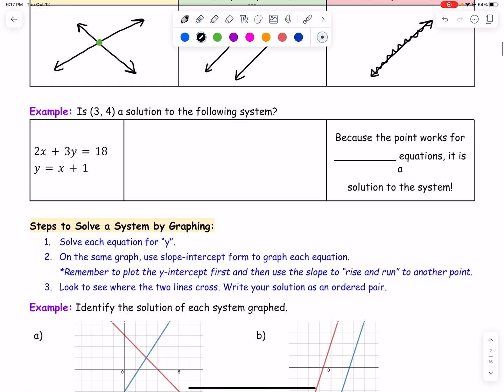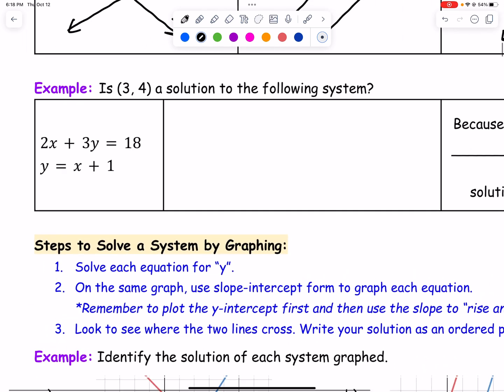Let's look at an example. If they ask, is (3, 4) a solution to the following system? Then what we can do is check it by plugging in that input of 3 and that output of 4. So let's plug in x equals 3 and y equals 4 and see if they work for both. So 2 times x, which is 3, plus 3 times y, which is 4, we're going to check and see if that is actually 18. So 2 times 3 gives us 6. 3 times 4 gives us 12. And then 6 plus 12 is 18. So that works for our first equation.